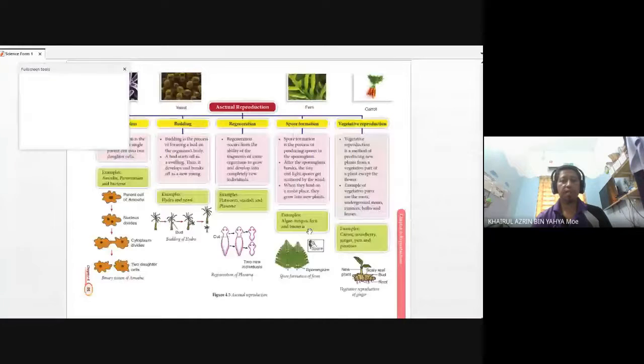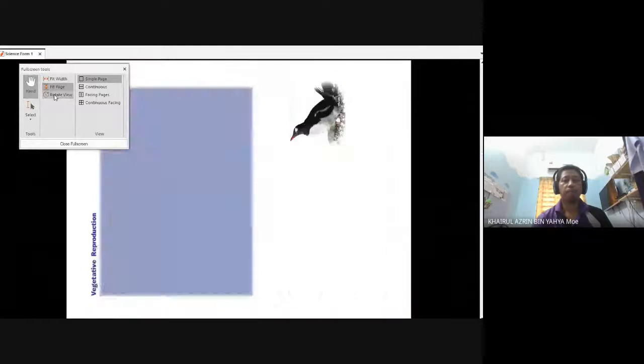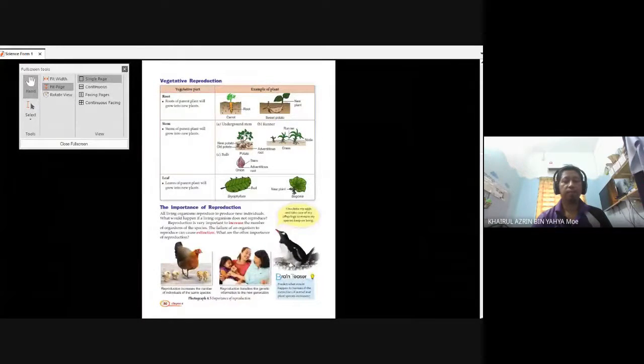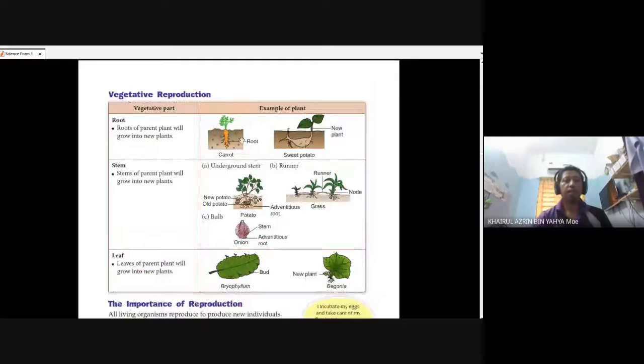Okay, let's continue to the next page. But I need to rotate this one. So we continue with vegetative reproduction. We have three parts for vegetative in this textbook. So first is root. Root of parent plant will grow into new plants. Example of plant like carrot and sweet potato. Stem, batang. Stem of parent plant will grow into new plants.